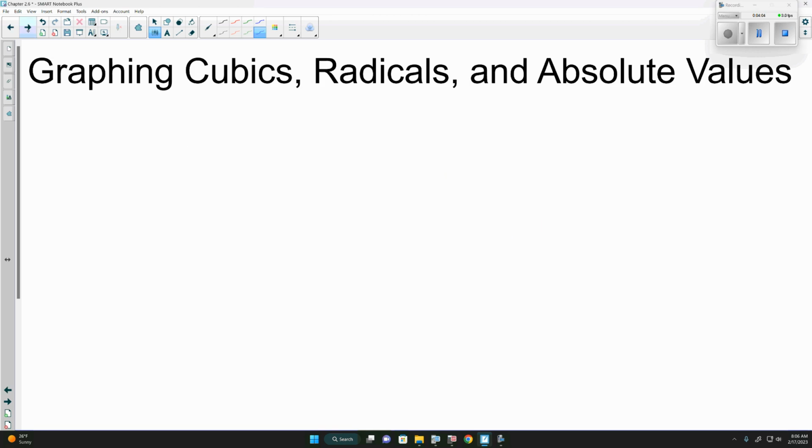Cubics, radicals, and absolute values. Now the cubics, most every single cubic I saw there, they're not going to get too in depth with them. They're really going to say they need 5 points at least. And in the instructions, it tells you to start off with x is 0 and then go 2 points to the left and right. Start out with x is 0 and then go 2 points left and right and find those.